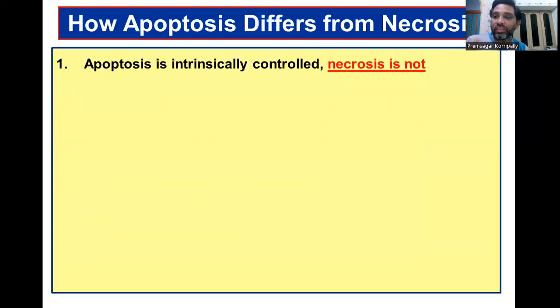Now we will see at least another 9 differences between apoptosis and necrosis. The very first one is apoptosis is intrinsically controlled. Every activity that takes place in apoptosis is very much controlled within the cell. But necrosis is not at all.